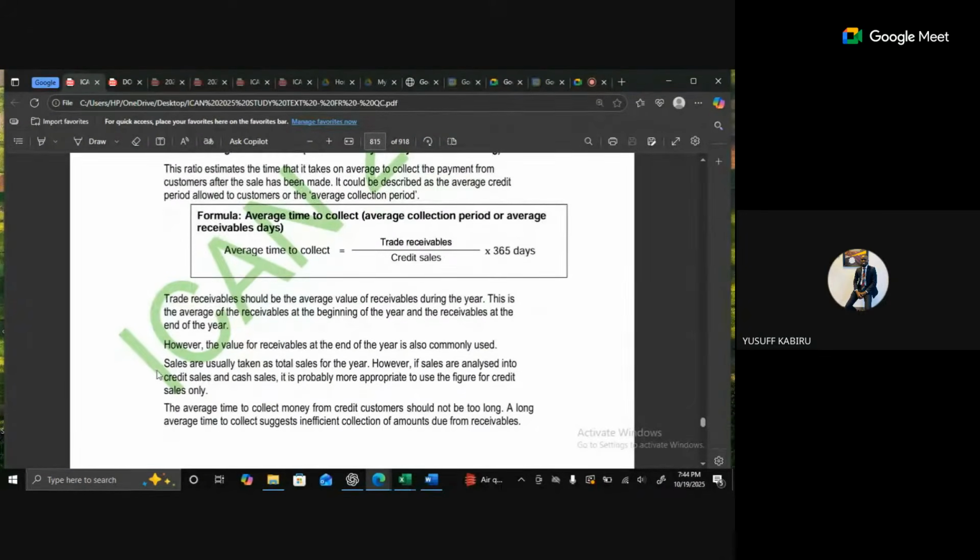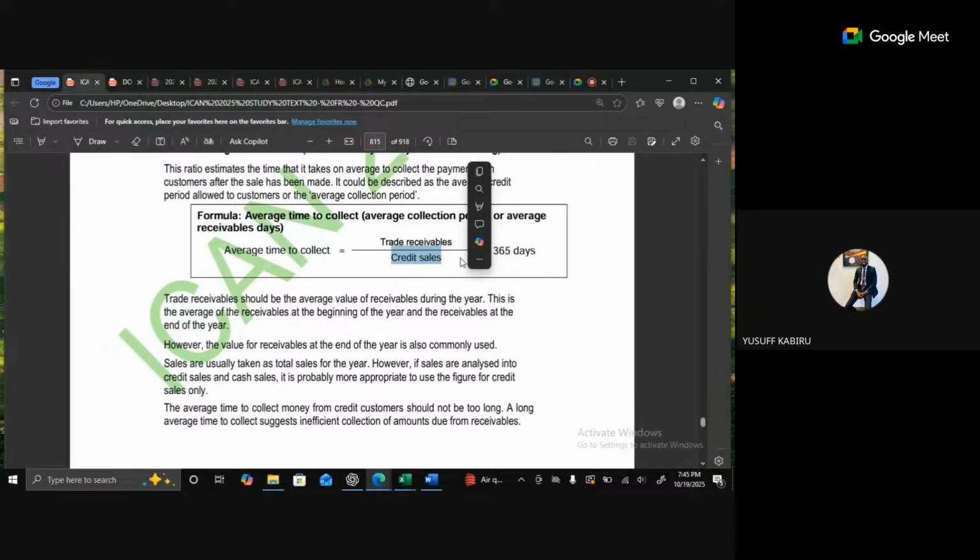Now, in most question scenarios, you might not be given credit sales, right? So whenever you are given a sales figure on the face of your income statement and they didn't make any other comment as to whether those sales are credit sales or not, the sales you're going to bring in here would be that sales figure you have there, regardless of whether there was an indication as to whether the sales were on credit or not.